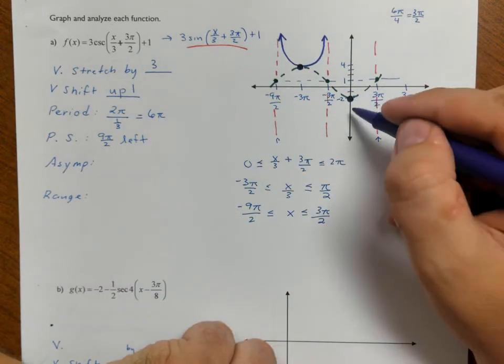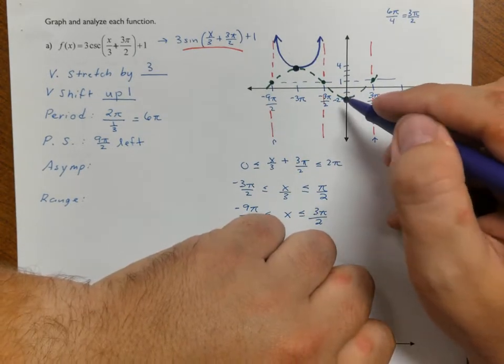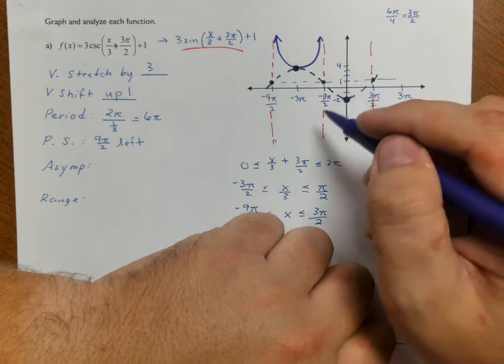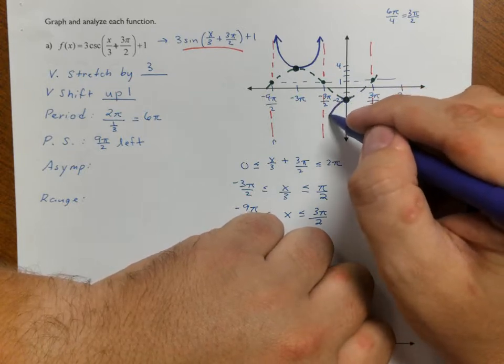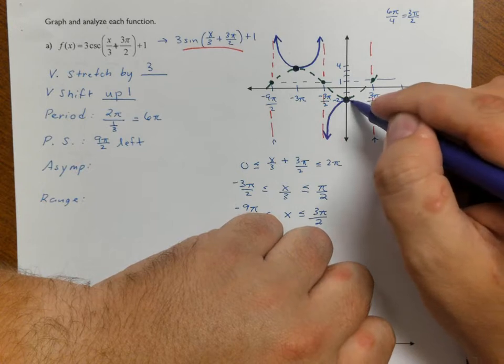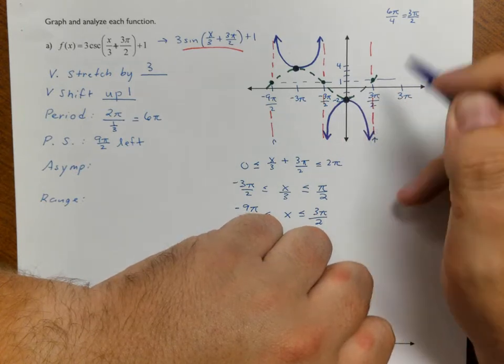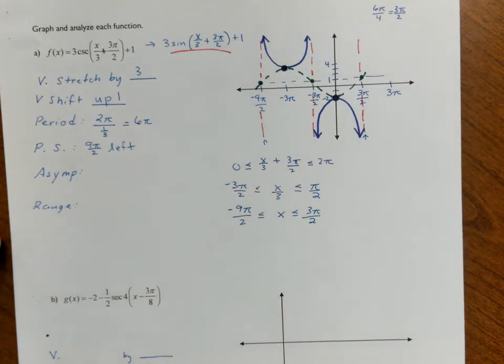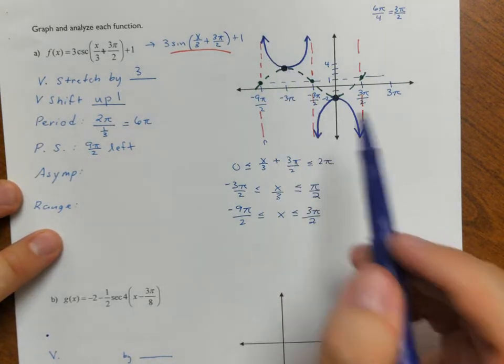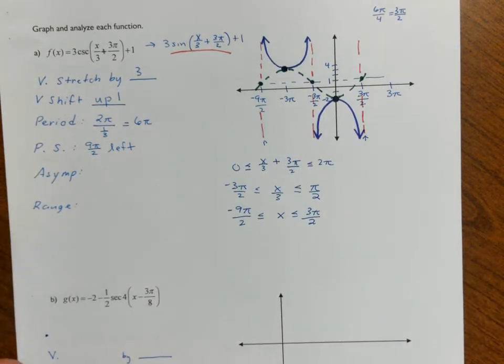Down here, I will go down. Again, I'll have the reciprocals. So I go down. Squeeze it between the asymptotes. And those curves that I last drew, those curves in purple right there, are my cosecant function.